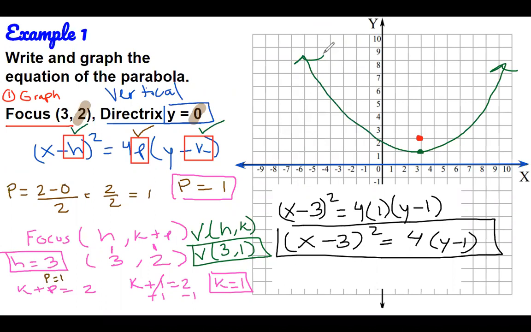Go step by step. First step, graph. Second step, find p. Third step, find h and k. Fourth step, graph your vertex. Then write your equation, and the next step, graph your beautiful parabola.